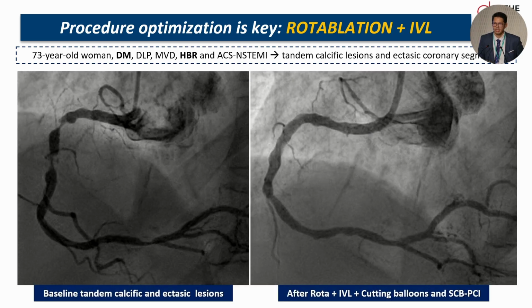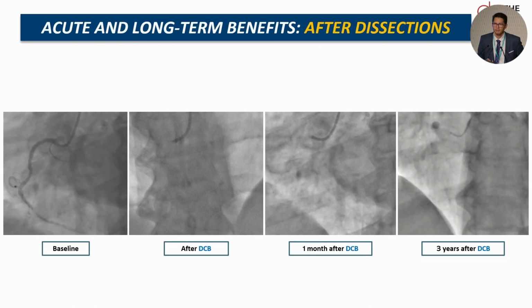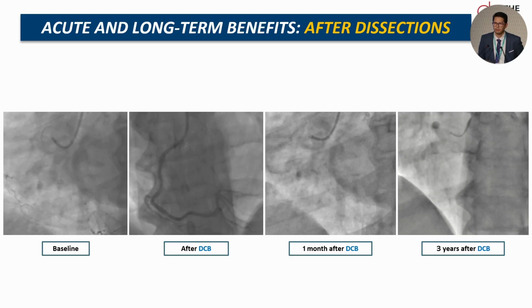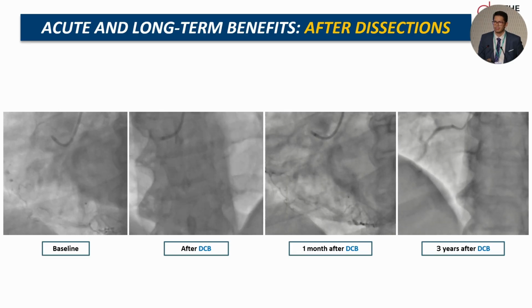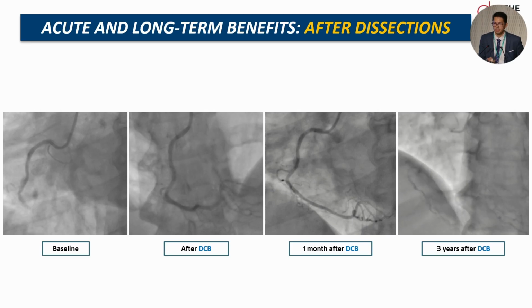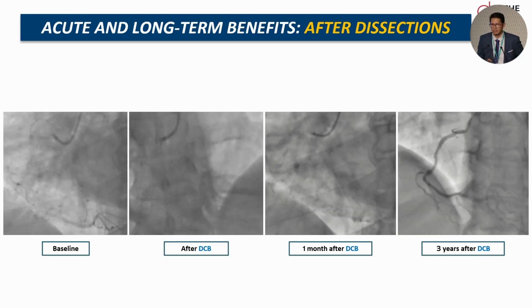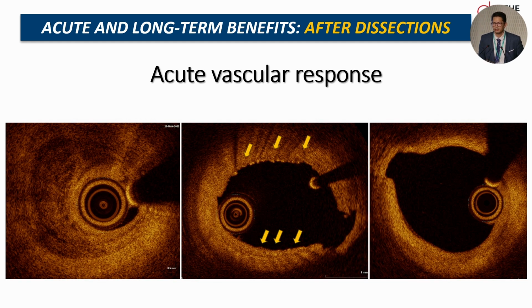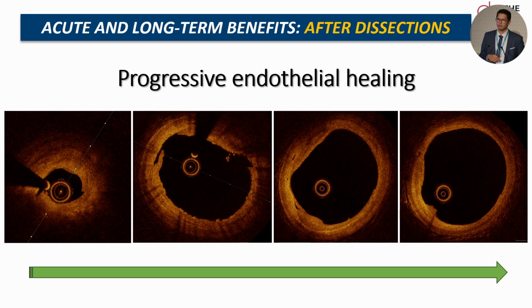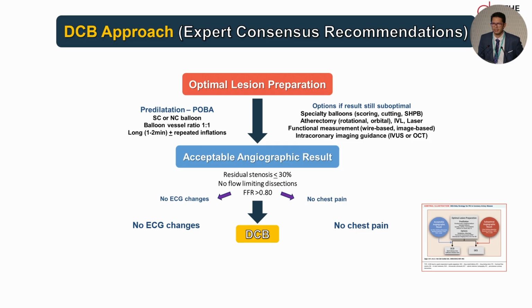So this behaved differently in every single patient. If you achieve a really good lesion preparation, you can see that the evolution over time in these patients is really benign, and the outcomes are really superb when you are using a DCB, like in this case, a 3-year follow-up after a DCB PCI in the right coronary artery. This was the OCT baseline with the particles there, with the dissection there, with acute vascular response. But at 3 years, there is a progressive endothelial healing in these cases. And this is very important, I think, for the younger patients that are arriving more and more often in our cath labs. So in conclusion, I think this is the last slide.